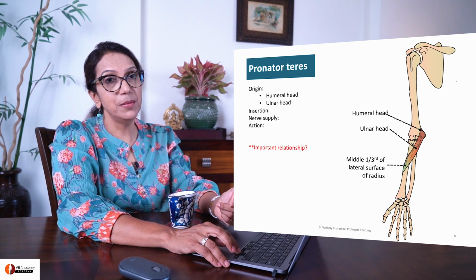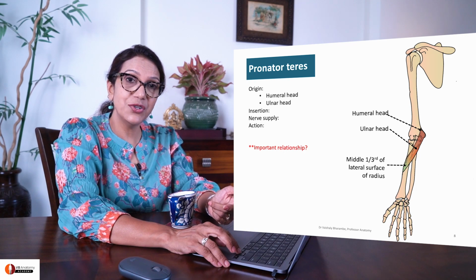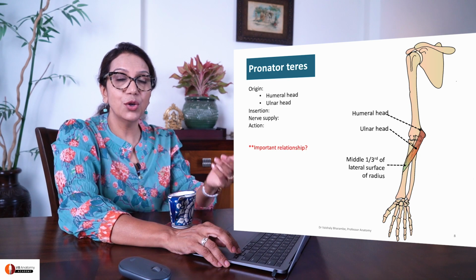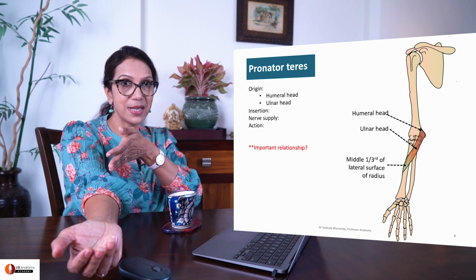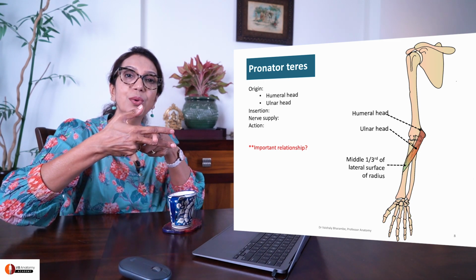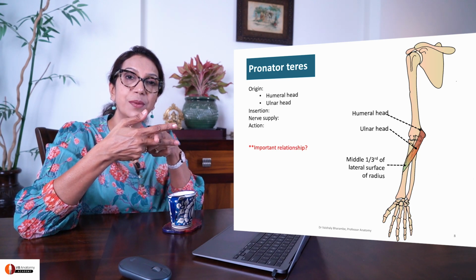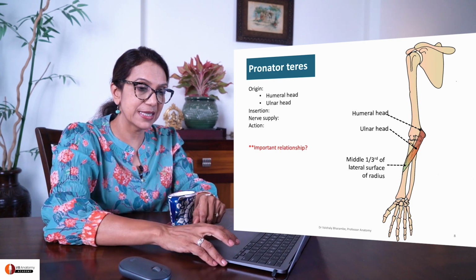Nerve supply, median nerve. Peculiarity. Oh, there is an important relationship. What is the important relationship? See, your median nerve, which is coming from your arm, descends downwards, passes through cubital fossa and exits by passing between the two heads of pronator teres. The superficial head is the humeral head. The deep head is the ulnar head of pronator teres.